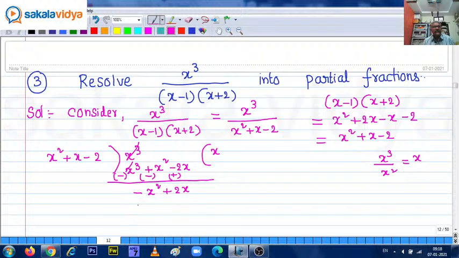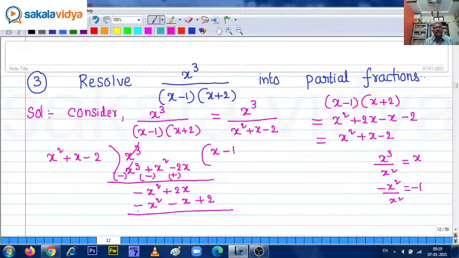Now this negative x square divided by x square, you get negative 1. So you got negative 1 as a constant. Now multiply: minus 1 into x square is minus x square, minus 1 into plus x is minus x, minus 1 into minus 2 is plus 2.